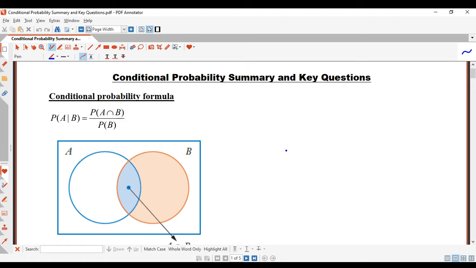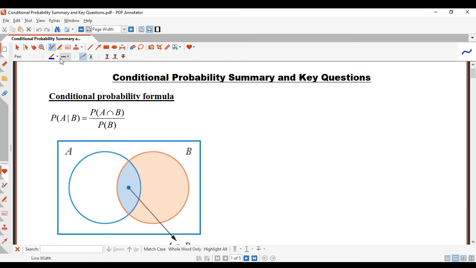We're going to look at conditional probability just as a summary and look at some key questions that have been asked. So let's have a look at the conditional probability formula. This is the probability of A occurring given that B has occurred, and that is equal to the probability of A intersect B, or the probability of A and B, divided by the probability of B.